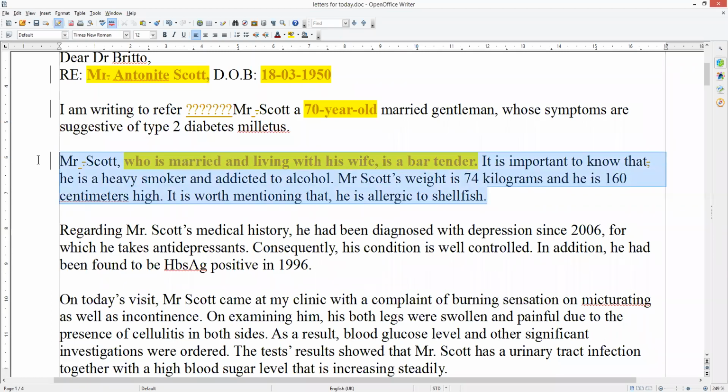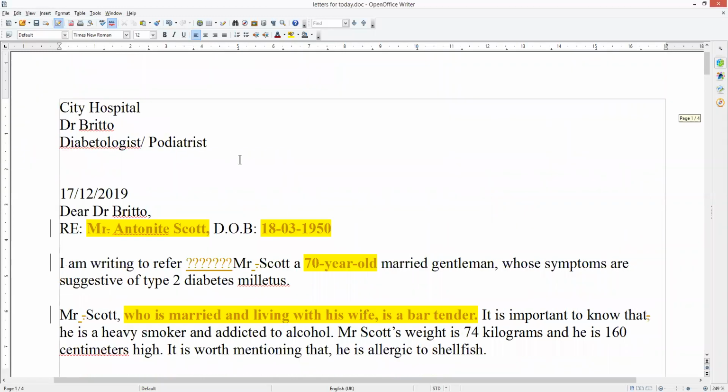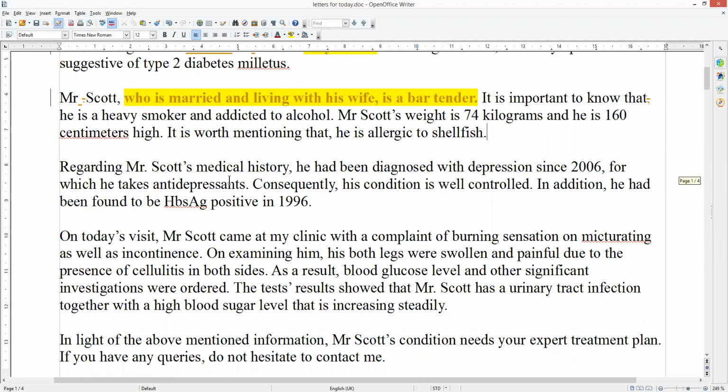Right, first things first. Why am I reading this letter? Why did you write it? Where's your purpose? "I'm writing to refer Mr. Scott" for what? Then you tell me he's married and lives with his wife. Well, I'm sure that's very nice for him, but again, why am I reading this? I'm a diabetologist. Does it matter to me to do my job if I know that he's married and he's happily living with his wife? Not especially.